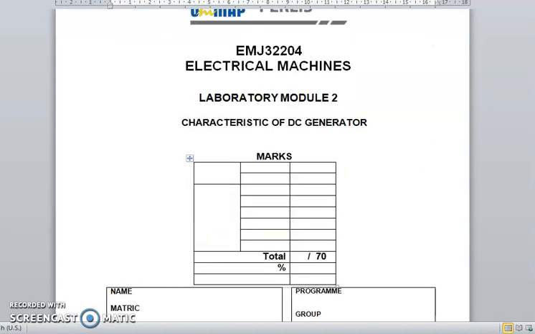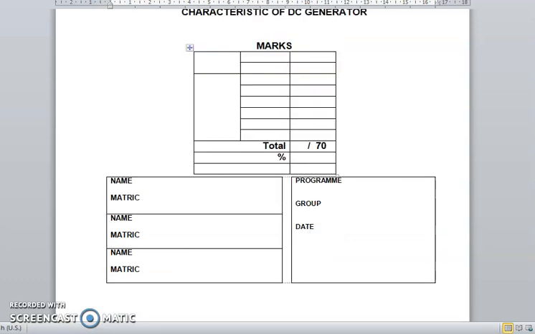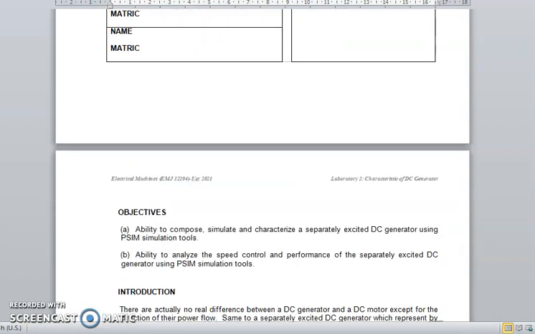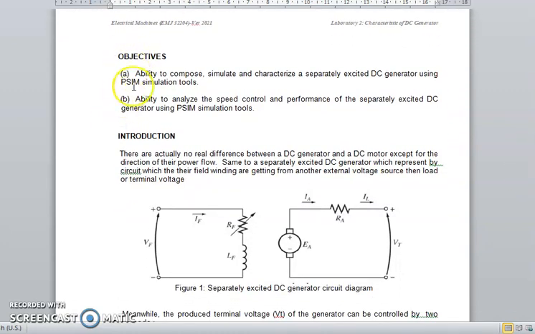Okay, within this lab module, we shall have 70 marks total. We will perform in groups to characterize the DC generator. We have done the DC motor previously, so now we are focusing on the DC generator. So we have an objective listed here. You are able to compose, simulate, and characterize a separately excited DC generator using SPICIM.